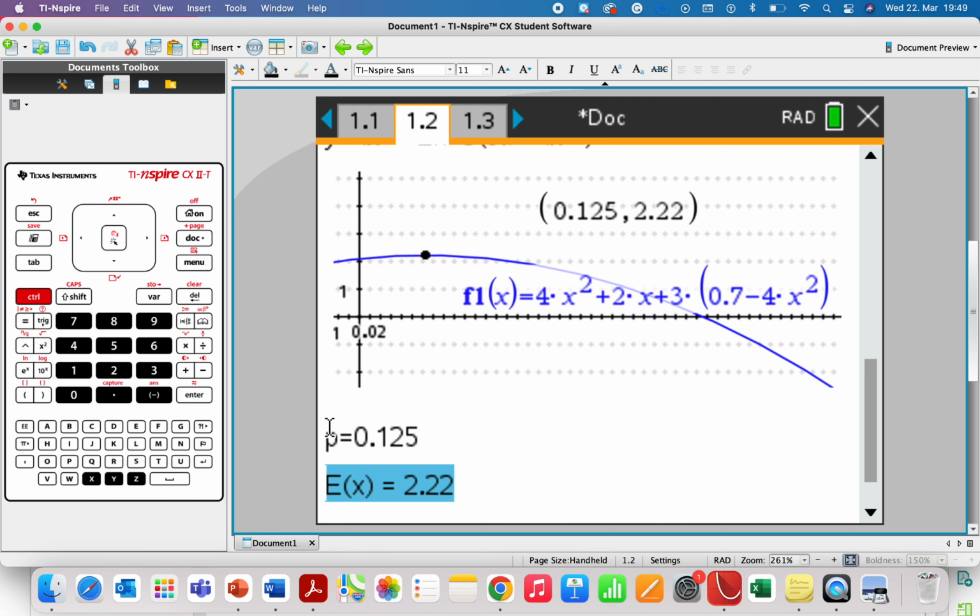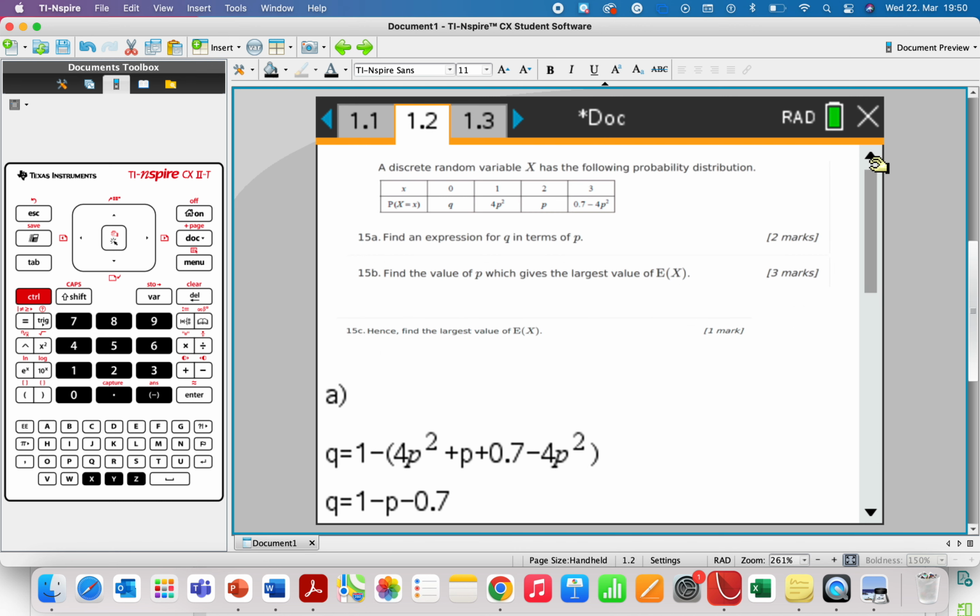Okay, so those are the values for P that will lead to a maximum value of E of X. And you need to write the P and the E of X, don't leave it in terms of X and Y, right? Because on the Y-axis, that represents E of X, and the X-axis represents the values of P. I hope that helps. That's a nice tough one. That's probably, I would say, getting on for a level 7 question.